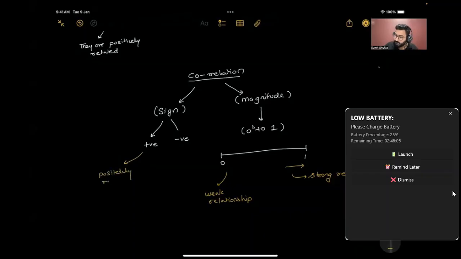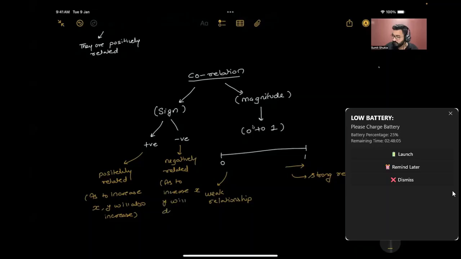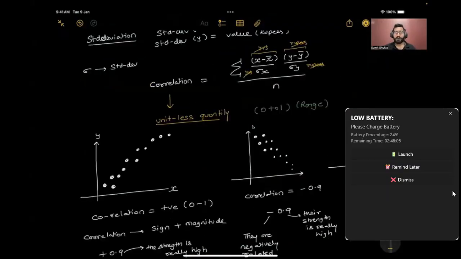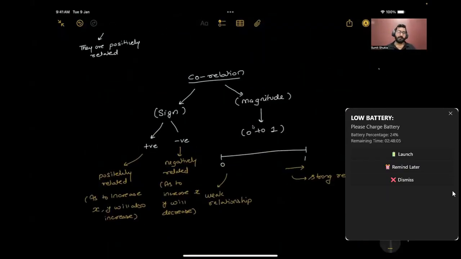Positively related means as you increase x, y will also increase. And this signifies negatively related. That means as you increase x, y will decrease. I hope the theory, the conceptual knowledge, is clear to everyone. So what we will do now is look into one example that we will solve in Python, and that will actually help you understand the application of these concepts.